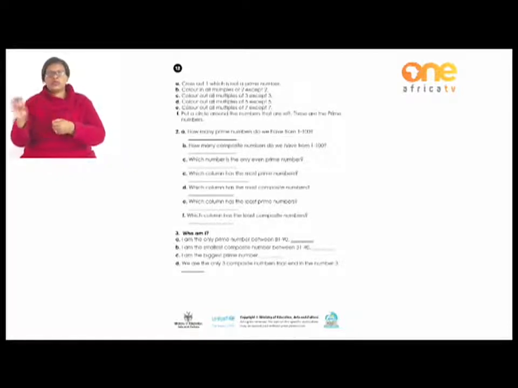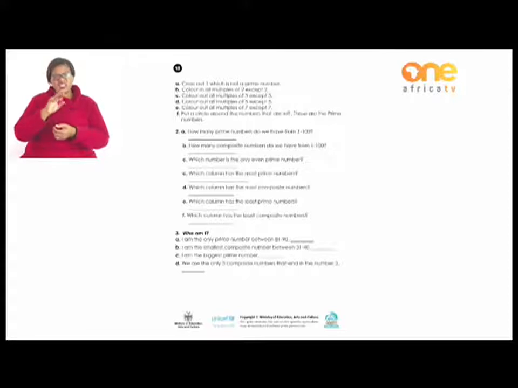And then 2C asks, which number is the only even prime number? Remember the word even, okay? It's like numbers that end with 2, 4, 6, 8, and 0. All right? So the question is, which number is the only prime number that is even? Okay?